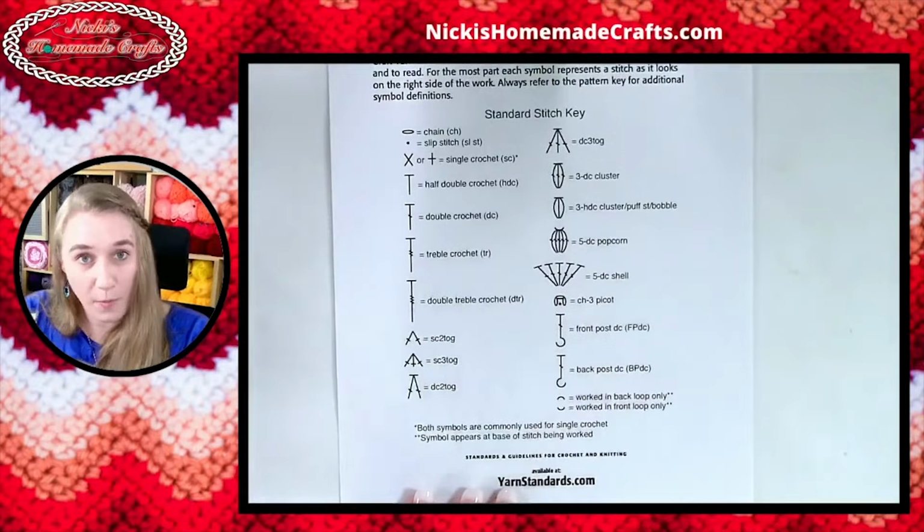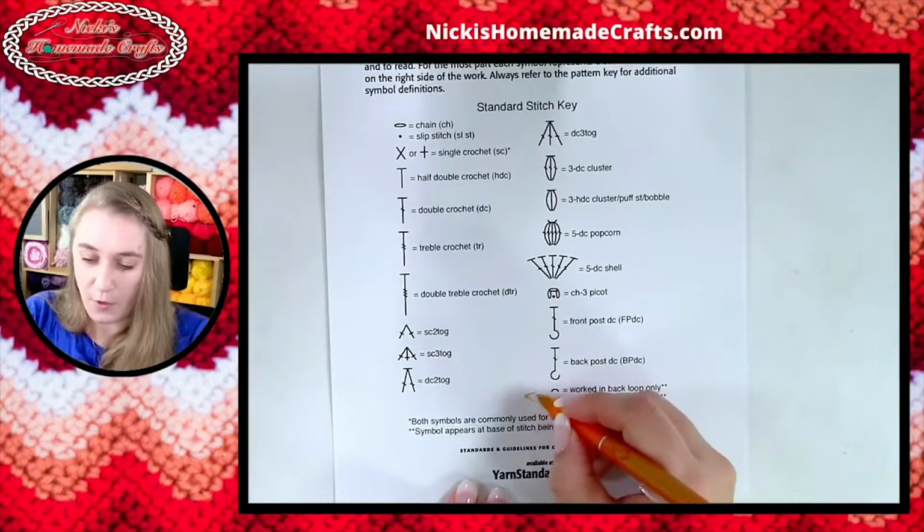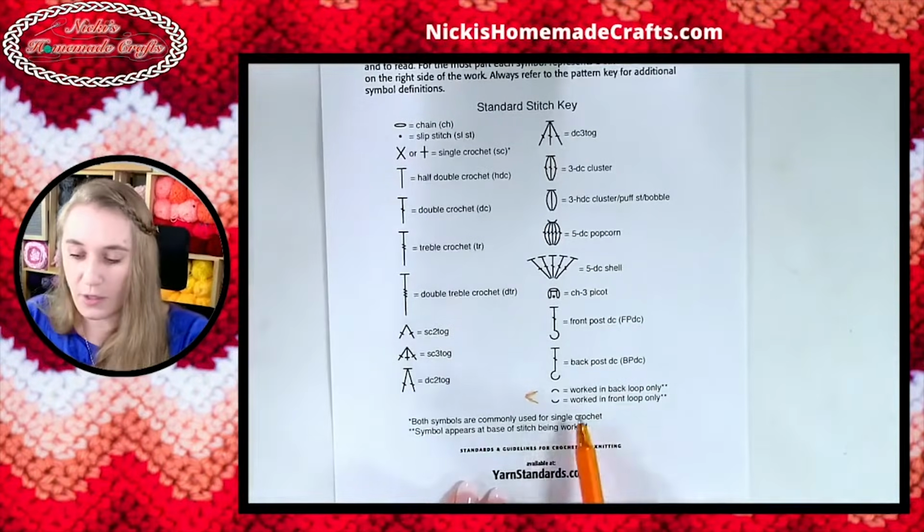So we have front loop. If you take the V, right? If you have a V of a stitch, so pretend this is a V of a stitch, this is the top view down of a stitch, right?